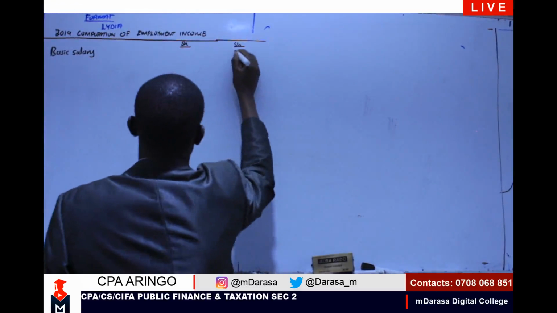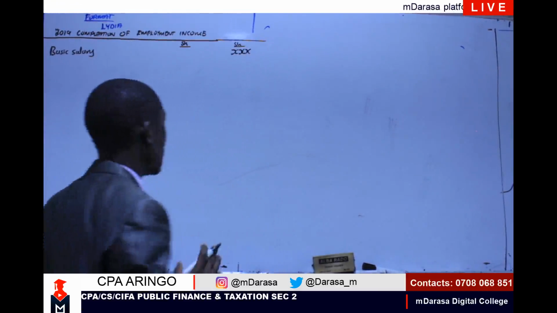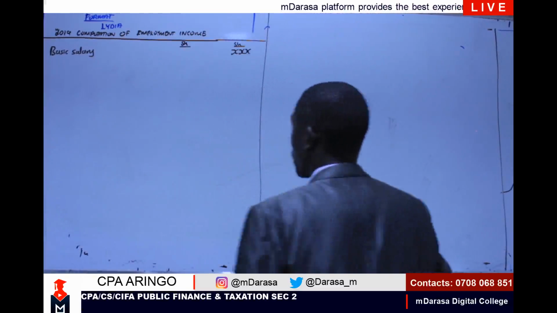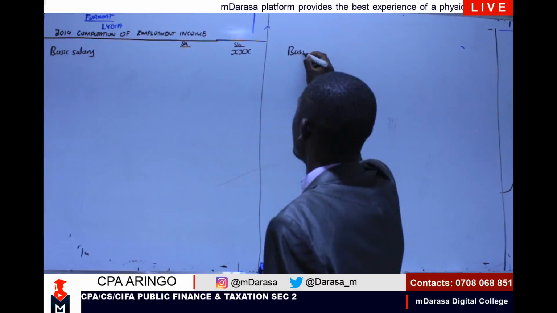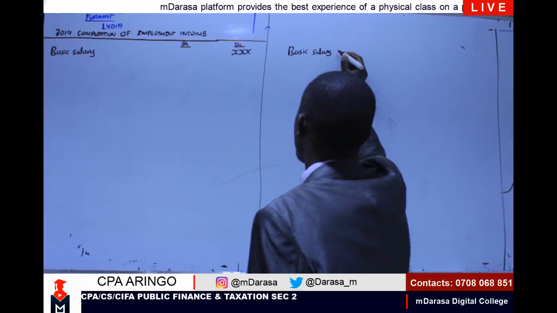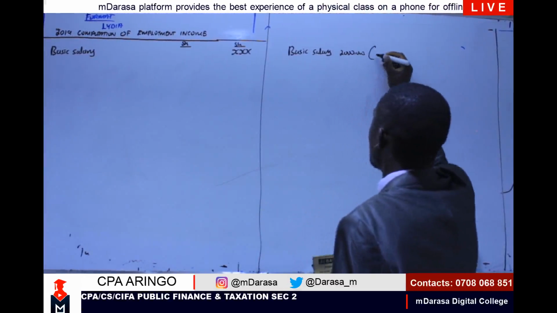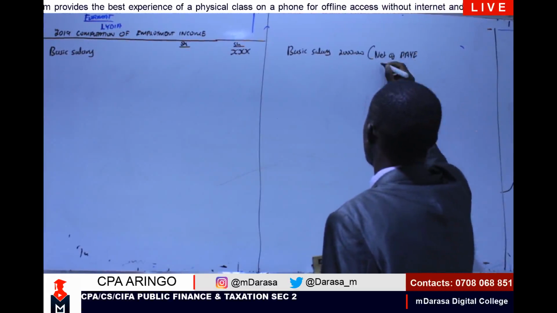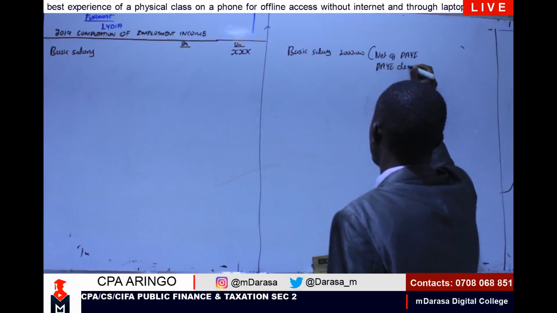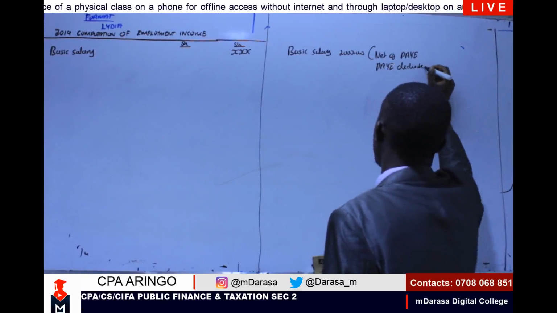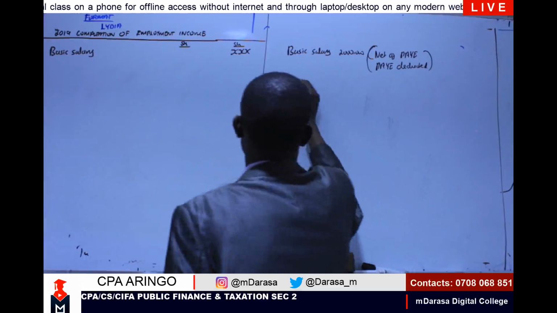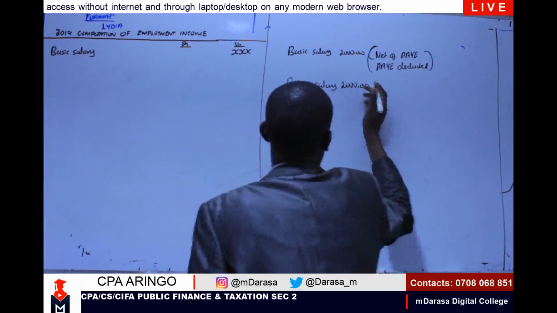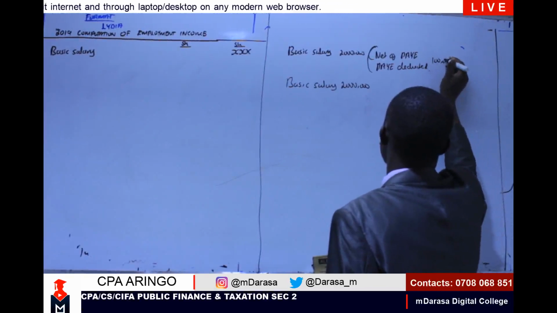Assuming I'm having our figure there. Okay? And an area that you should be very keen with whenever you are dealing with this concept is: you can be told that you have this concept, basic salary. Maybe you are given, say, 2 million. Then in brackets you can be told that it is net of PAYE, or PAYE deducted. In the other case, you can be given basic salary 2 million, PAYE deducted, say, 100,000, right?